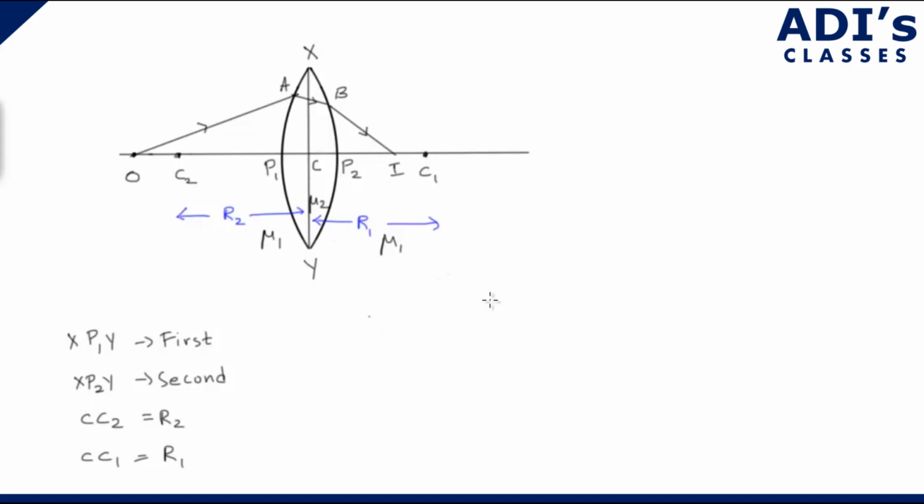Now suppose the second surface was not present, meaning x P2 y was not there. Then the ray of light would have gone undeviated, meaning it would have gone in this direction, correct? So what we have here is a point I1.